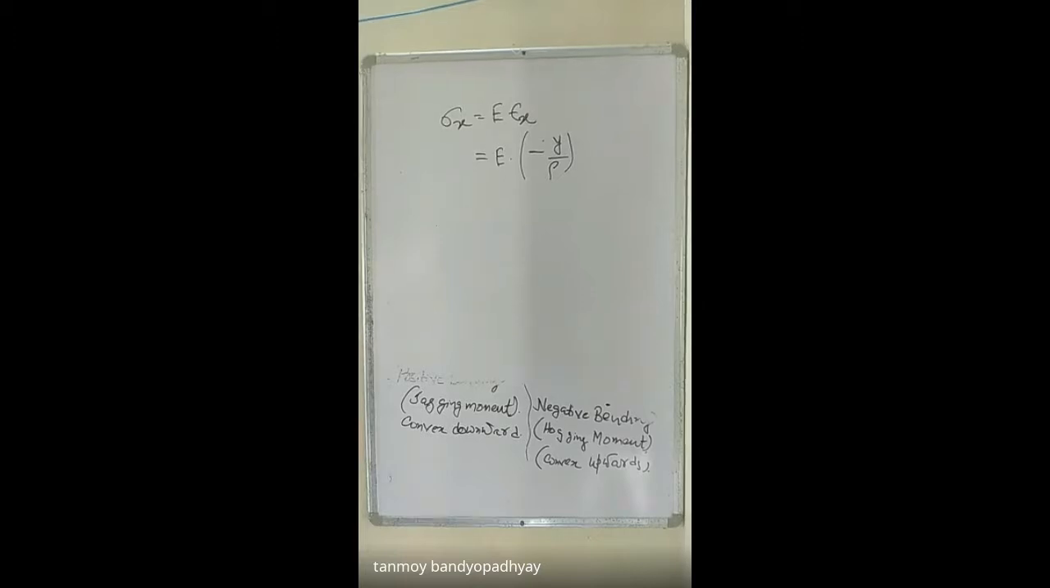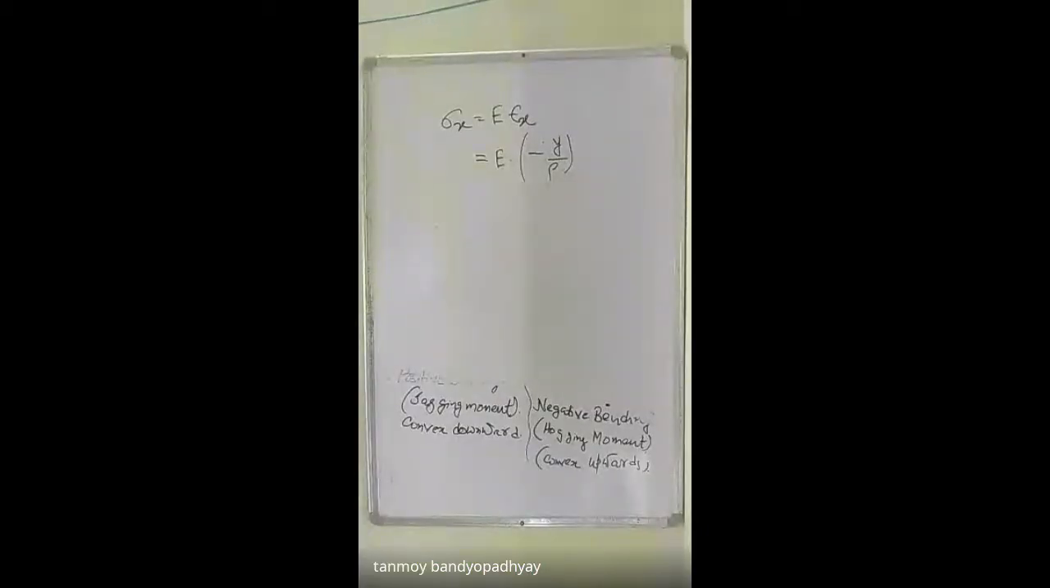Trapezoidal, they have shown like trapezoidal, C is the distance of the outermost fiber. So in this case you can understand the maximum moment will be on the top side, the compression side, because C on the upper side is greater than C on the bottom side.